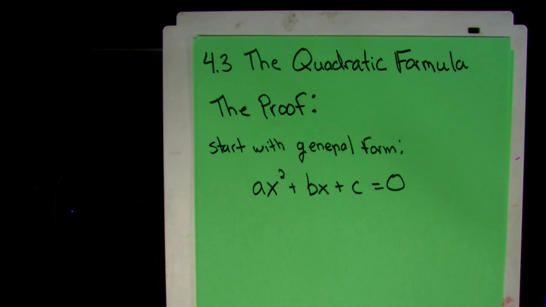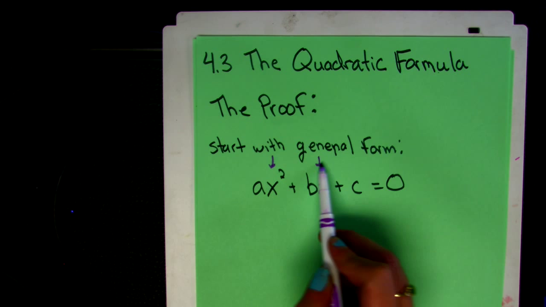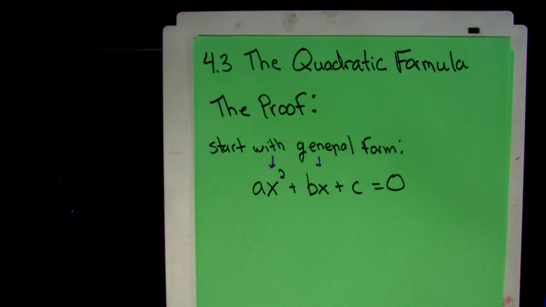We're going to start with the general form of a quadratic equation, which is ax squared plus bx plus c equals 0. And remember that a, b, and c all represent real numbers. Those are going to be useful whenever we have to use the formula to solve for x. So we want to solve for x. What I'm going to do is complete the square on the general form of the quadratic equation. And when I complete the square, I'll be able to solve for x.